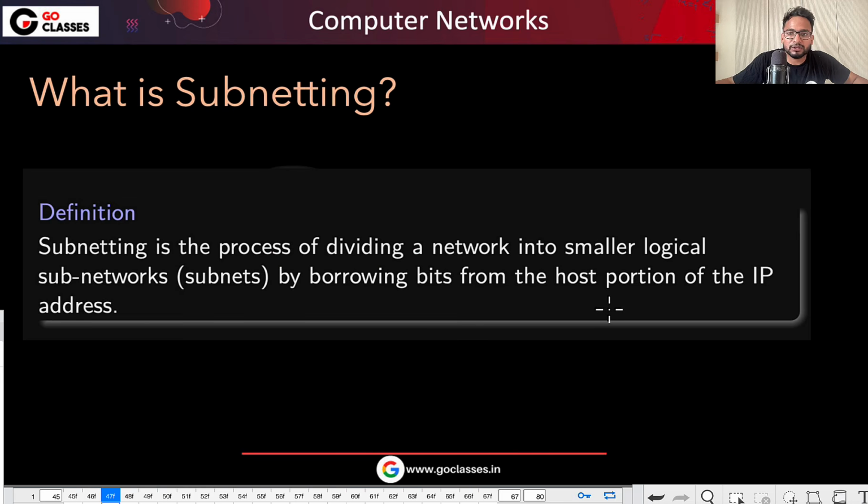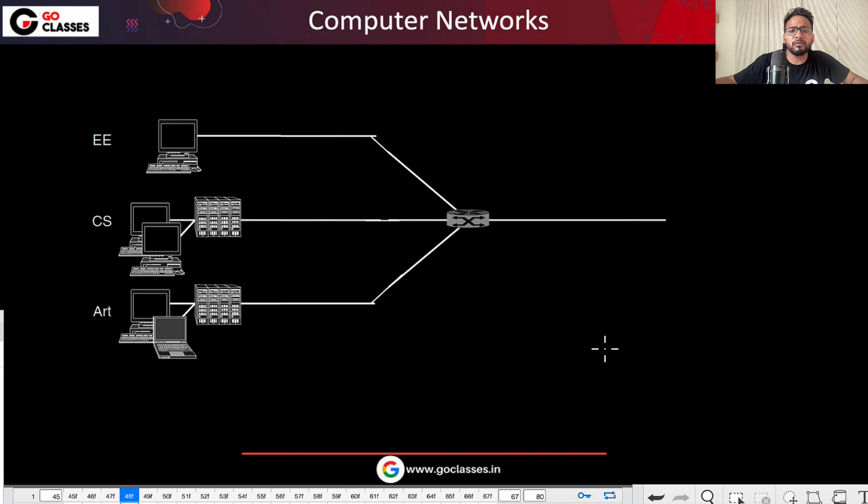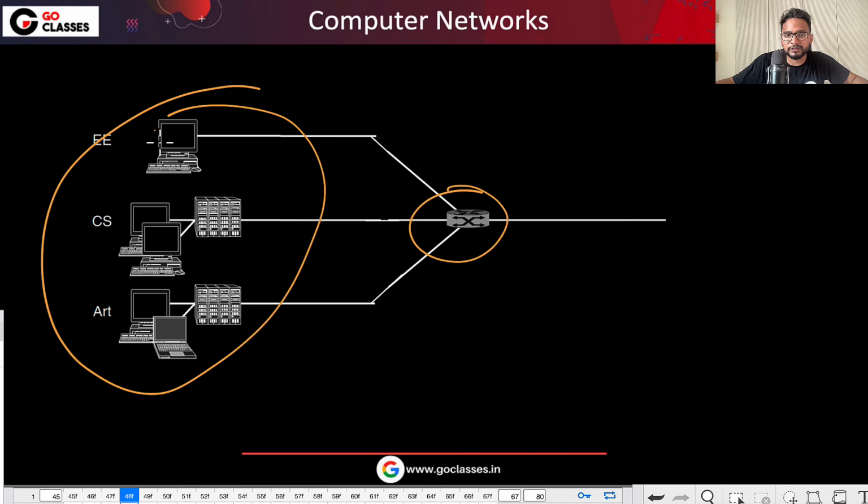The definition goes like this: we divide the large network into smaller logical subnetworks by borrowing bits from the host ID part. So how do we do it? We borrow some bits from the host ID part. With the example, you will understand more. For now, see this physical structure. Suppose there is a router which is connected to these three departments like this.